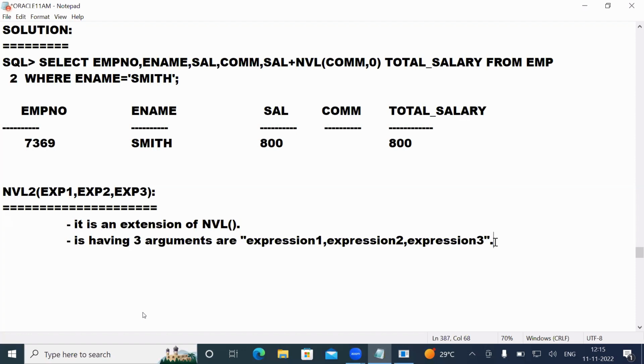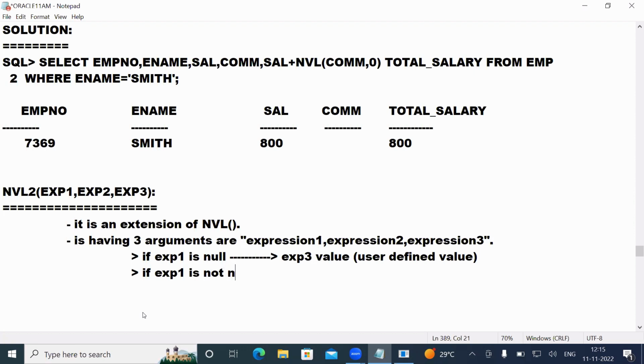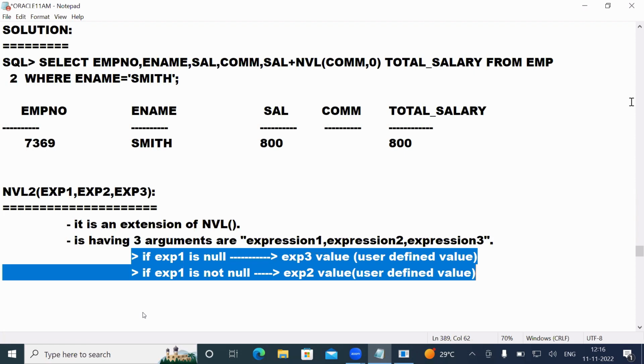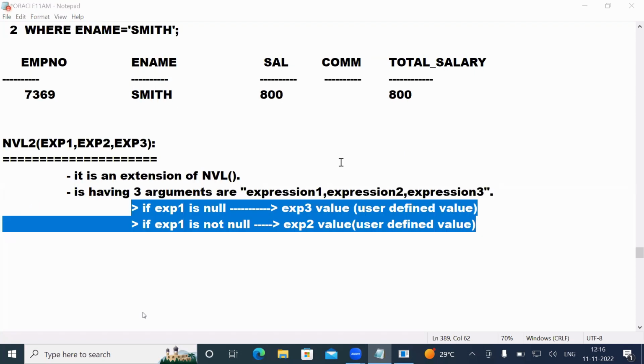Okay, right. How does it work? Observe carefully. Suppose your expression 1 is null, then it returns the expression 3 value. And your expression 3 value is a user defined value. So whatever was given, that will be returned. Second one, if expression 1 is not null, then it returns the expression 2 value. And your expression 2 value is also a user defined value. Got my point now? Come on, guys. Check it out. Is the statement clear to all of you? Read once and say the statement is clear.